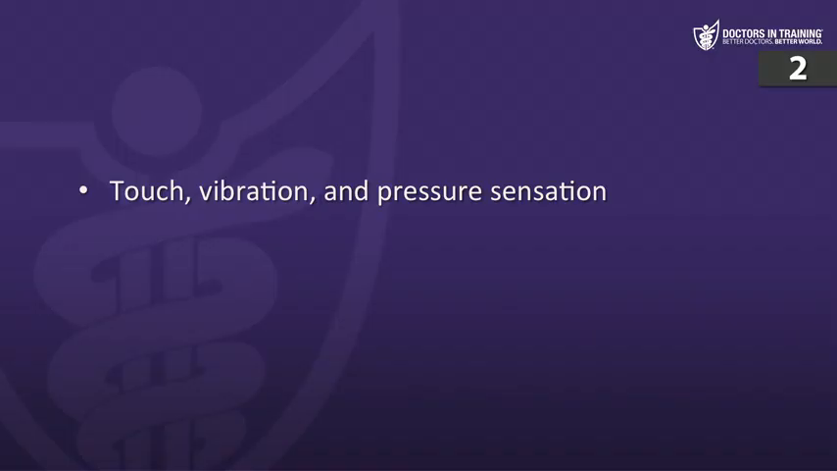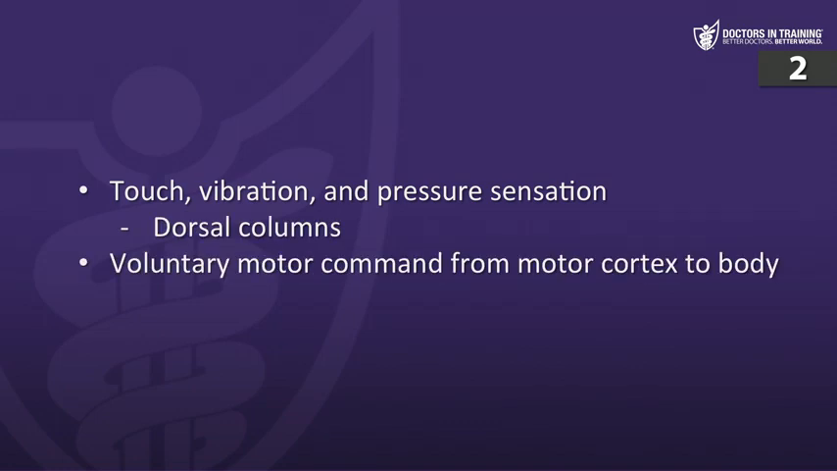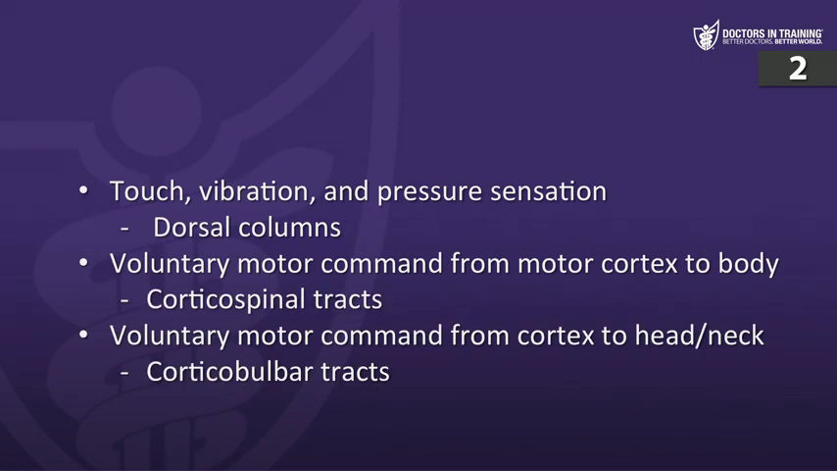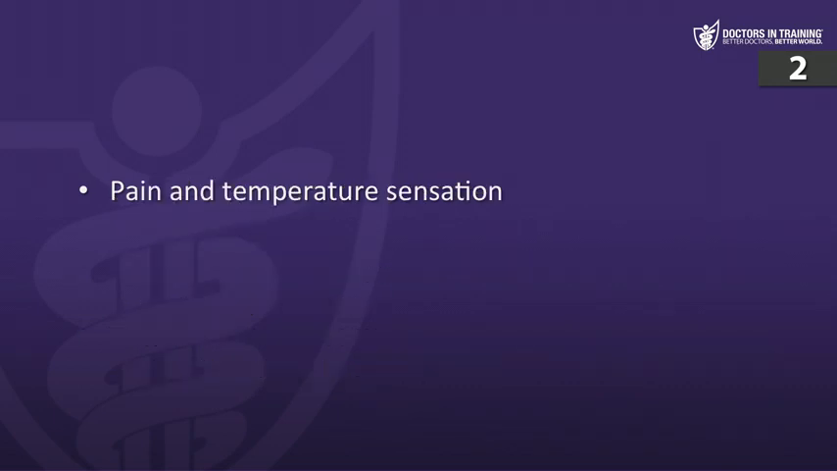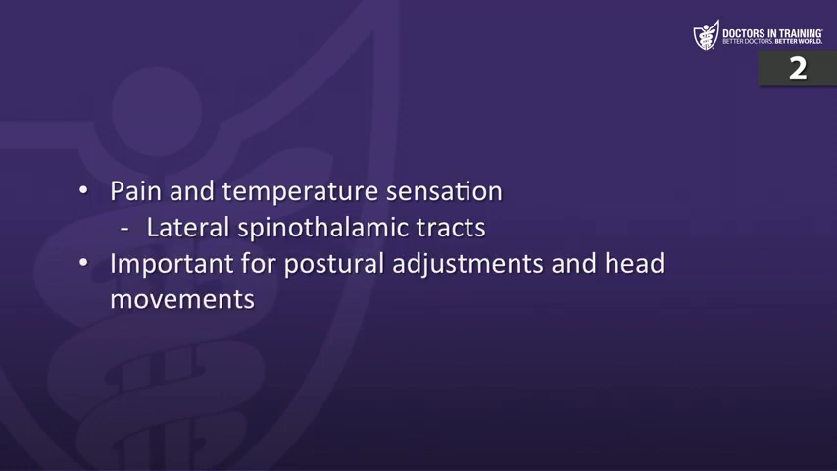Next, which spinal tracts convey the following information? Touch, vibration, and pressure sensation are carried by the dorsal columns. Voluntary motor command from motor cortex to the body are the corticospinal tracts. Voluntary motor command from motor cortex to the head and neck, that's the corticobulbar tracts. Pain and temperature sensation, those are carried by the lateral spinothalamic tracts. And important for postural adjustments and head movements, that would be the vestibulospinal tracts. They carry information about the head and body position from the vestibular apparatus to the spinal cord and eventually to the brain, so those are involved in making postural adjustments.